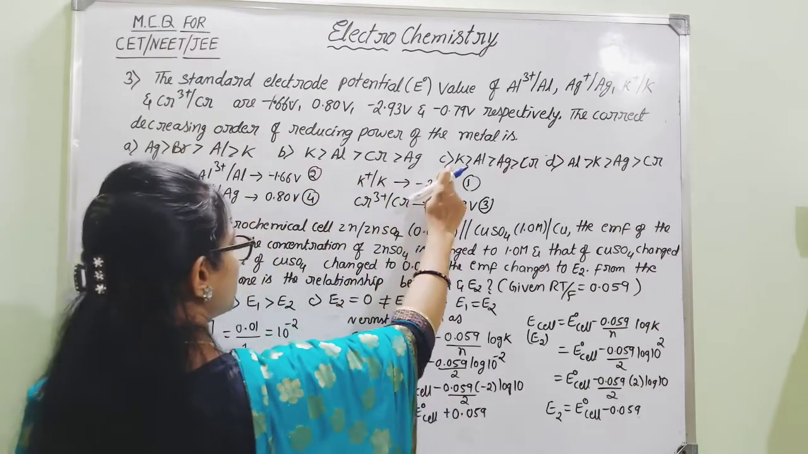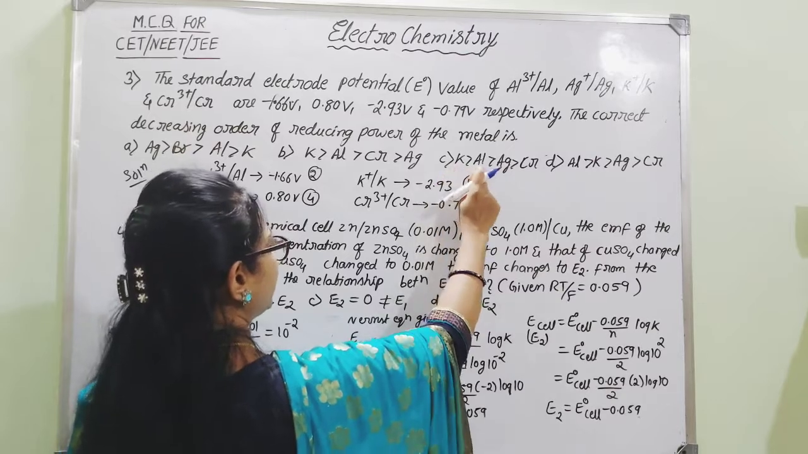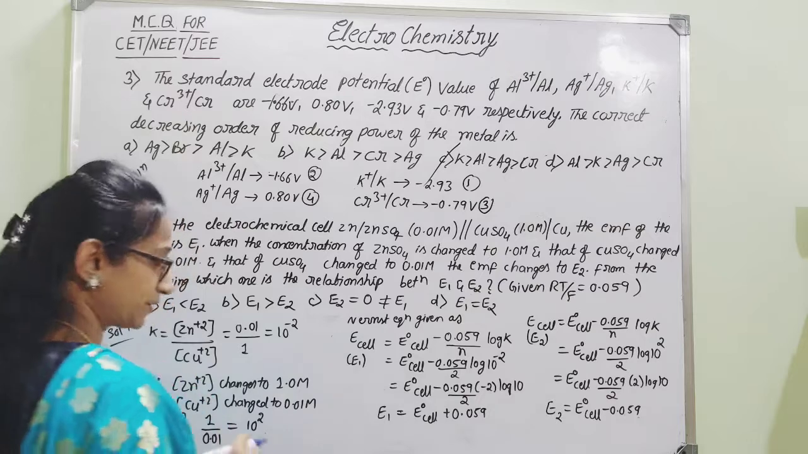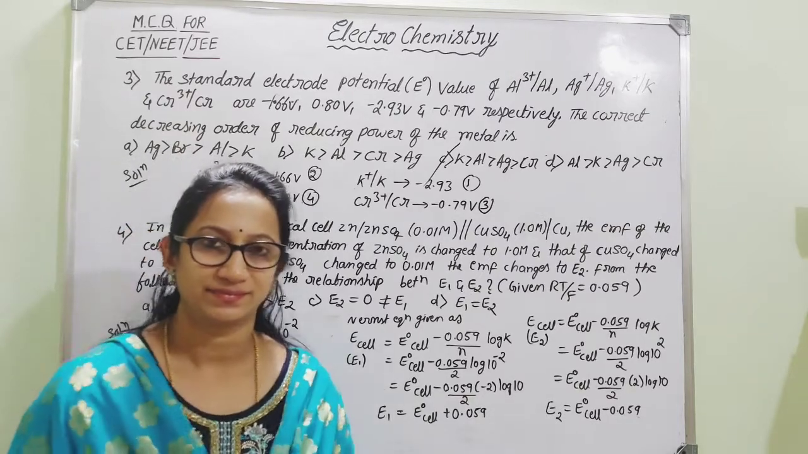So among these options, C is the right answer: K is greater than Al is greater than Ag. Option C is the right answer.